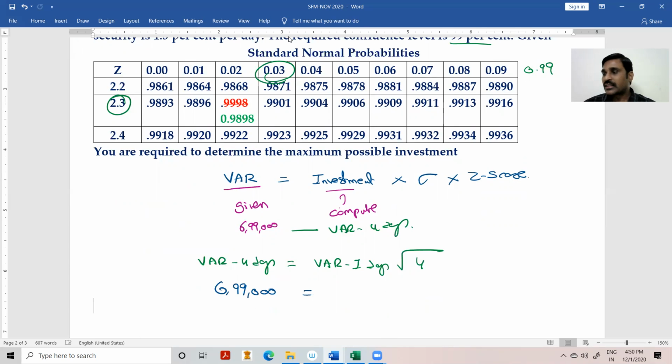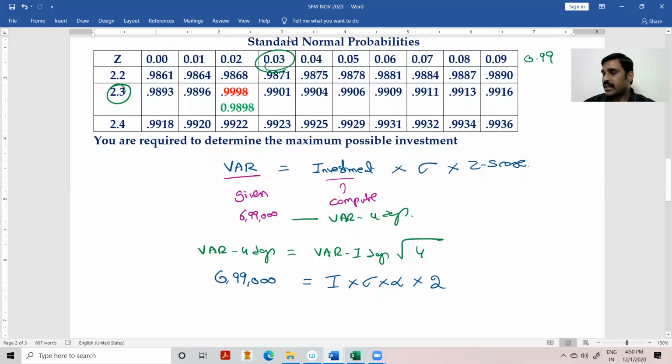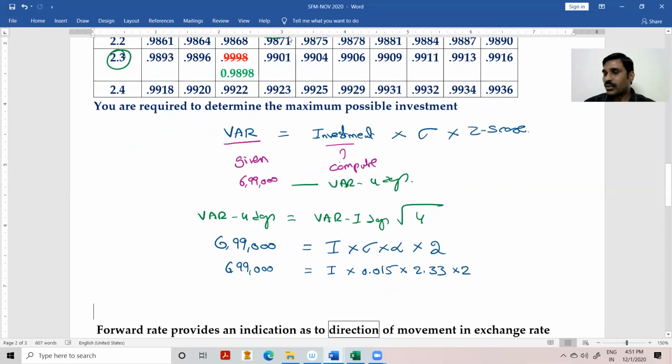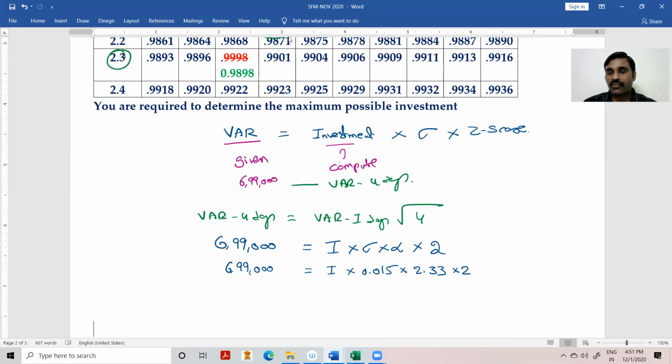Okay. What is the formula for value at risk? Investment amount into standard deviation into Z score into the square root of 4. That means 2, since square root of 4 means 2. Right, now we'll calculate. The 6,99,000 is given; the investment amount we don't know. That is what we have to calculate. Standard deviation is 1.5%, that is 0.015, into Z score 2.33, into 2. As simple as that. Substitute it in the formula.